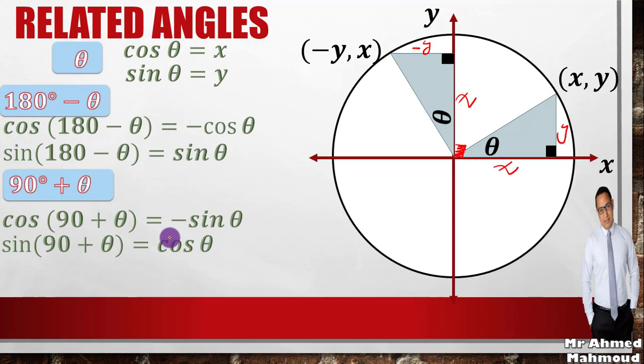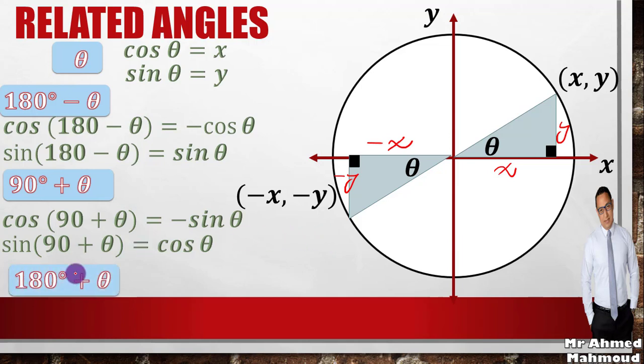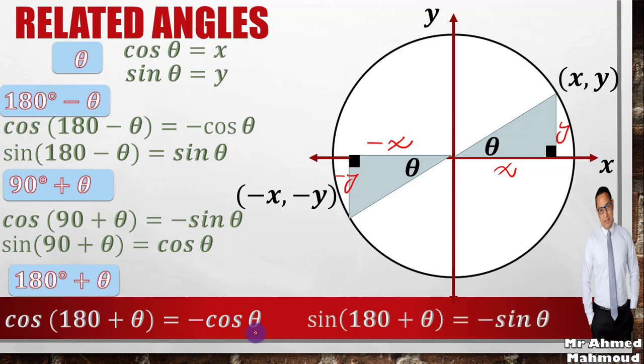Now I'm going to change the triangle to another position, like this. This angle is here 180 plus theta. This is x and this is negative x. This is y and this is negative y. The coordinates of this point are negative x and negative y. Now this is 180 plus theta. Its cosine equals negative x, which equals negative cosine theta, and its sine equals negative sine theta. So cosine 180 plus theta equals negative cosine theta, and sine 180 plus theta equals negative sine theta.